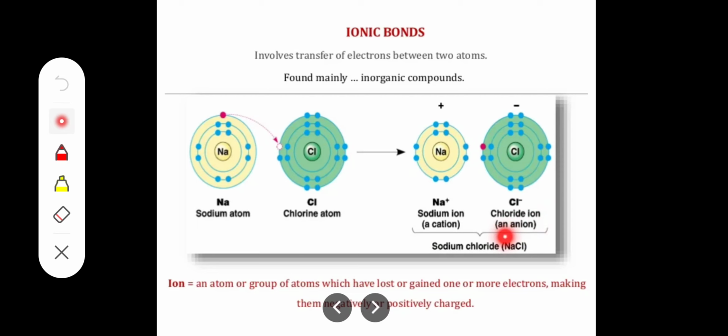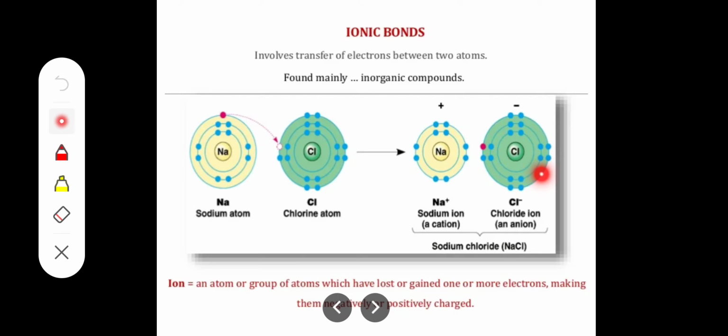Because of negative charge. So what is happening here? What do you mean by ion? An atom or a group of atoms which have lost or gained one or more electrons, making them positively or negatively charged. That's what it is. Sodium has lost the electron, and the chlorine has gained the electron and become chloride ion.